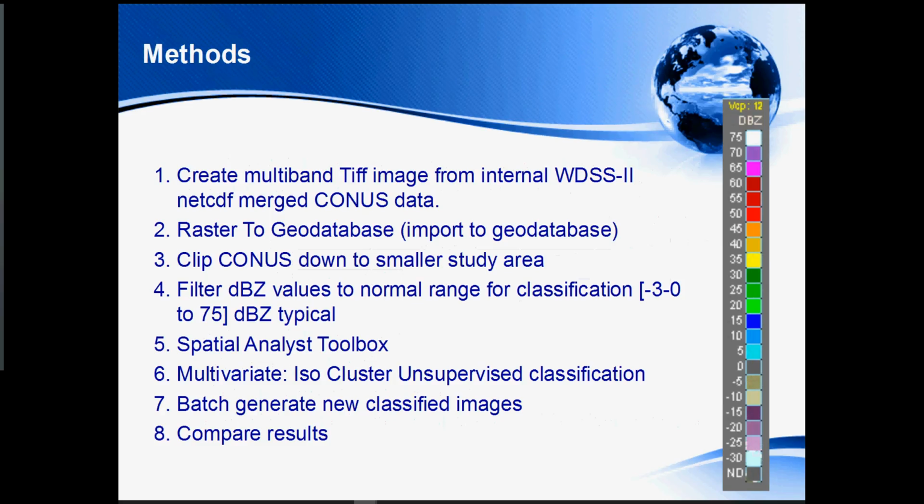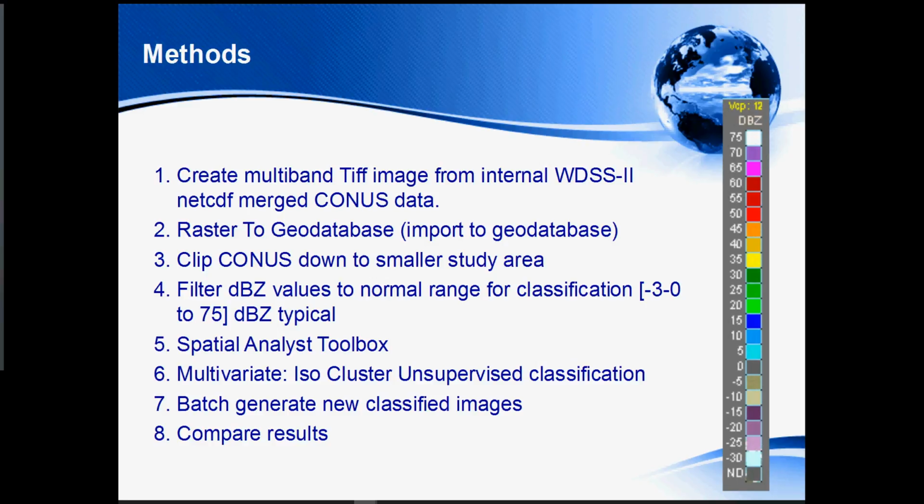Our methods are basically as follows. 1. We create a multi-band GeoTIFF image from an internal Woods 2 netcdf data format that has all the merged data ready for us. This data can then be imported into an ArcGIS geodatabase using the Raster to Geodatabase Toolbox. After this, we can clip the CONUS down to a smaller study area, and then we can also run a filter or cleanup pass on the data.